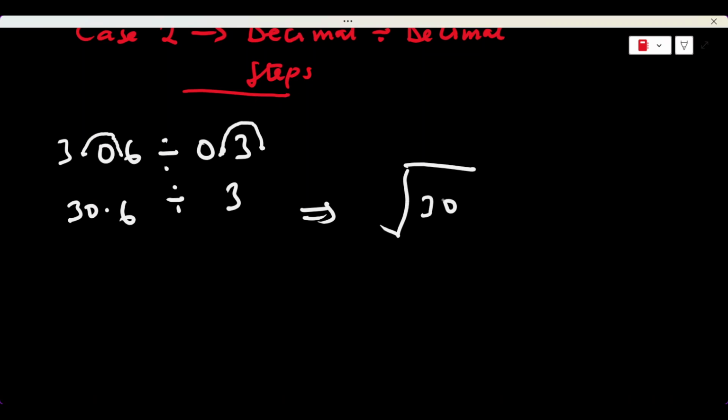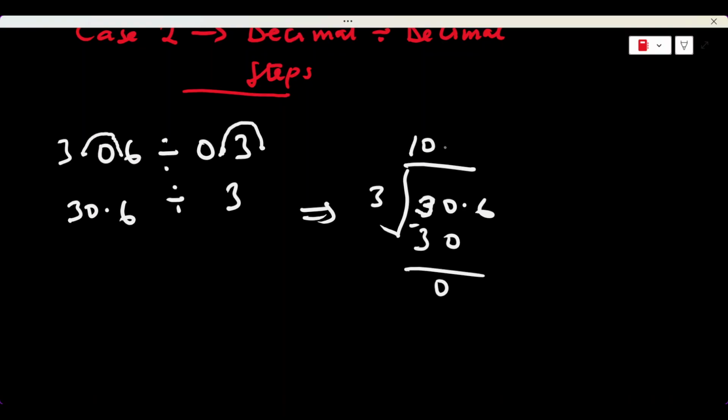We have 30.6 inside, and then we have your 3 outside. So then you do your long division. So now 3 goes into 30 how many times? 10 times. 3 times 10 is 30. Subtract, this gives you a 0.